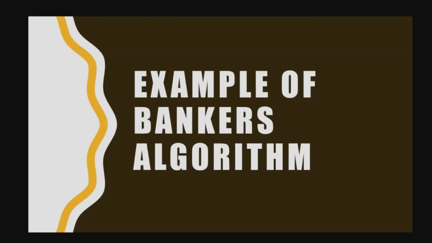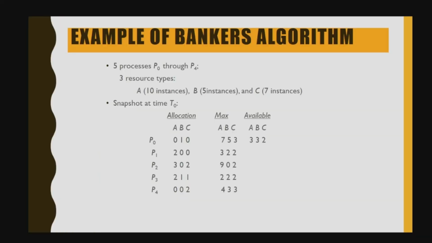So let's look at the banker's algorithm. In this example, we have 5 processes, P0 until P4: P0, P1, P2, P3, P4. So in total we have 5 processes, and then we have 3 resources. We have resources A, B, and C. For resource A, we have 10 instances. For B, we have 5 instances. And for C, we have 7 instances.